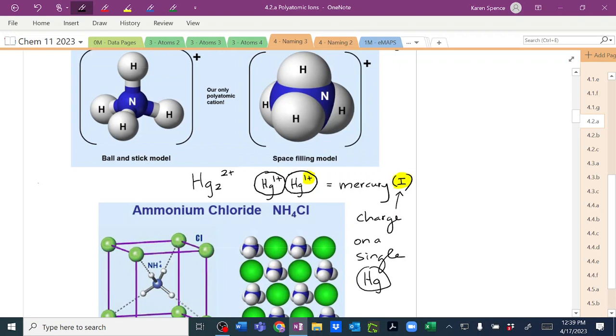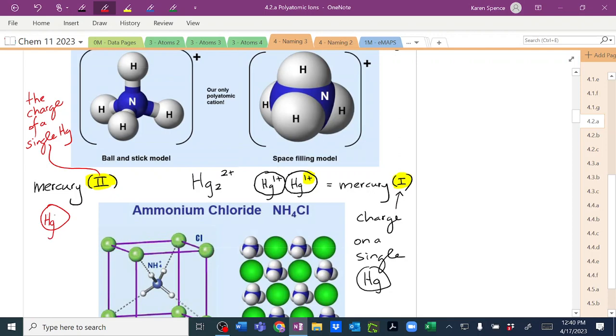If I were to give you Mercury 2, that Roman numeral refers to the charge of a single mercury. And what that would look like is it would look like Hg with a 2+ charge.